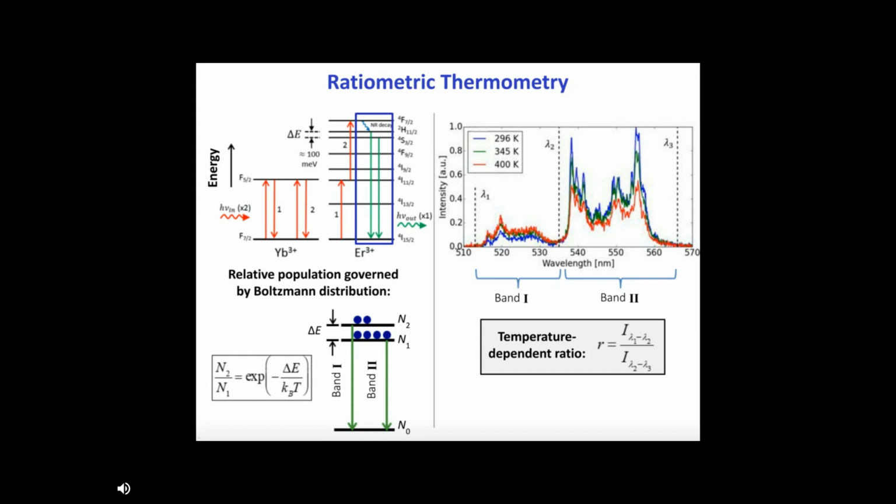We can then define a temperature-dependent ratio as the integrated emission intensity from the first wavelength band divided by the integrated intensity from the second band. And this is an approach known as ratiometric thermometry. It's been used quite commonly for ensembles or large groups of these upconverting nanoparticles, but prior to our work, single nanoparticle measurements were quite rare, and there were none that used single particles under 50 nanometers.